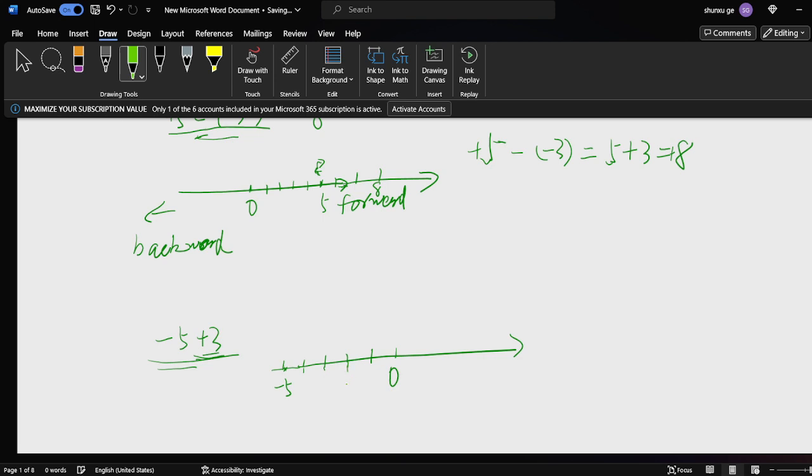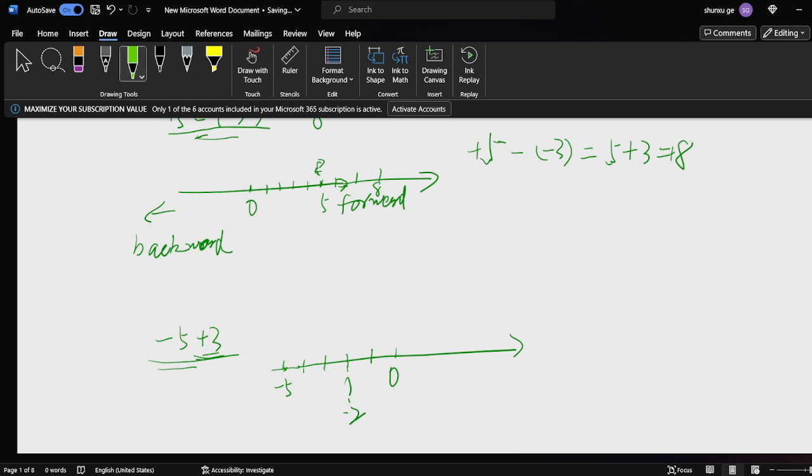So, here is our solution point. The point is here, negative 2. So from the number line we find our solution. Okay, how to calculate this?